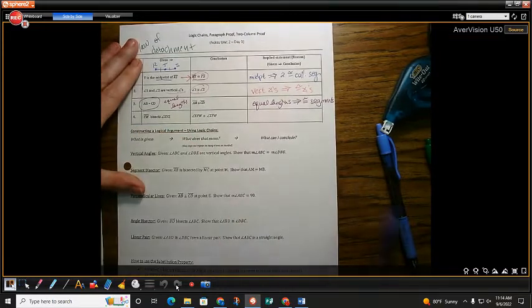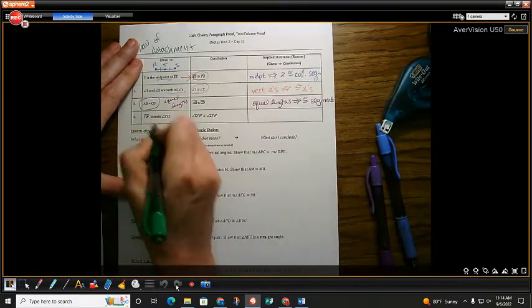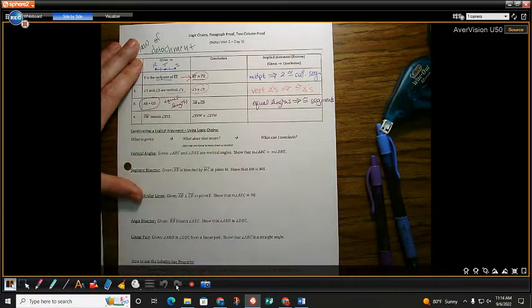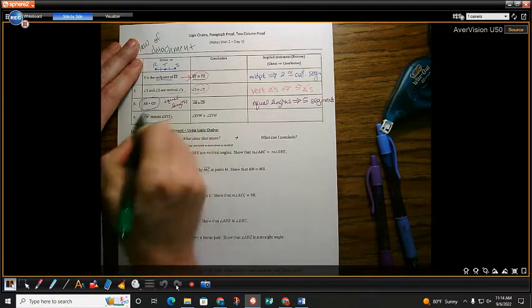So on this last one then, sketch it. It says YW bisects angle XYZ. Just a quick little sketch. It doesn't have to be great, but sketch what that would look like.